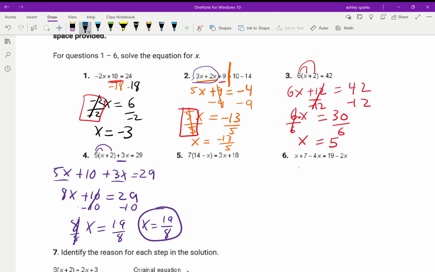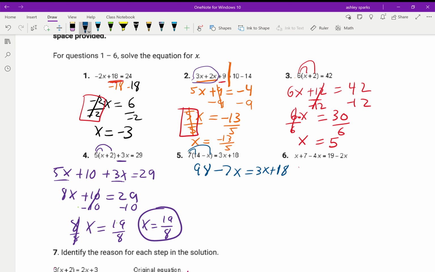Another one, parenthesis. I see parenthesis. I think let's do distribution. So I'm going to distribute my 7 to both the 14 and the -x. Make sure you don't drop that negative. So 14 times 7 is 98, and 7 times -1 will give me -7x, equals that 3x plus 18.